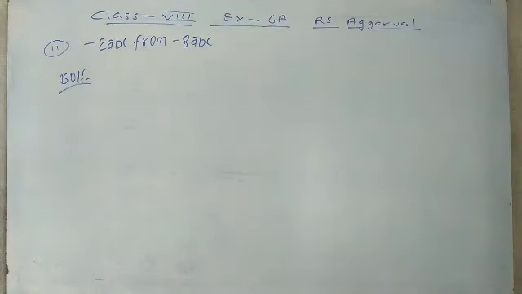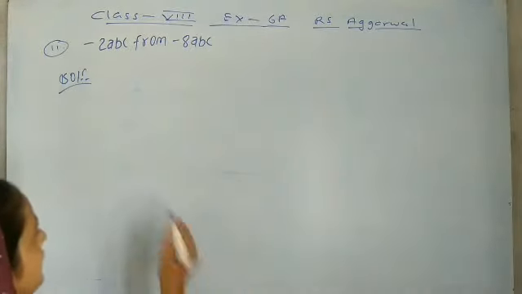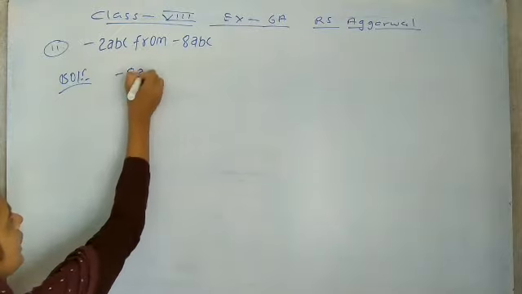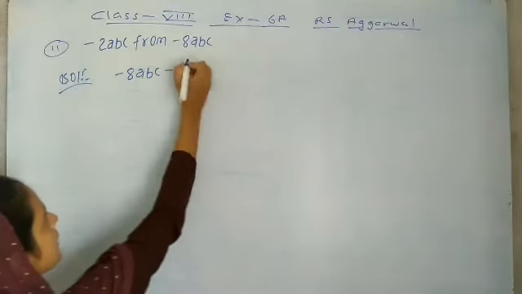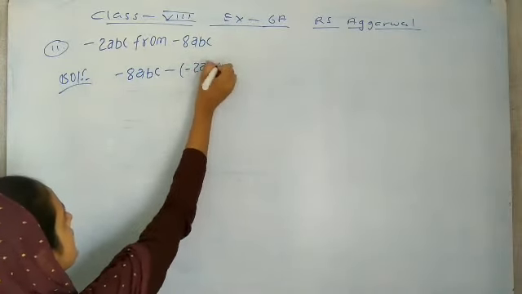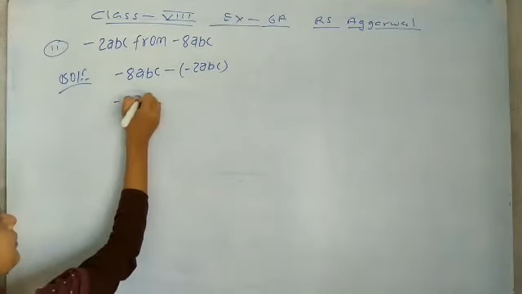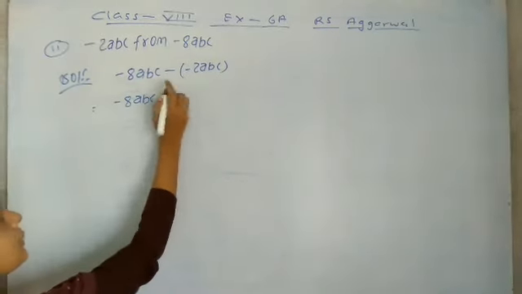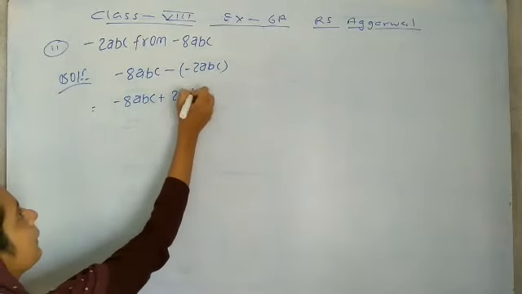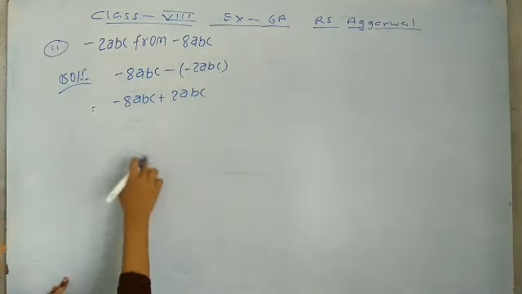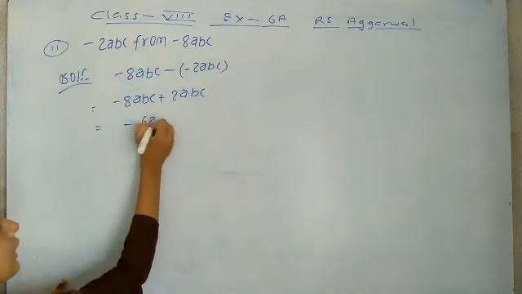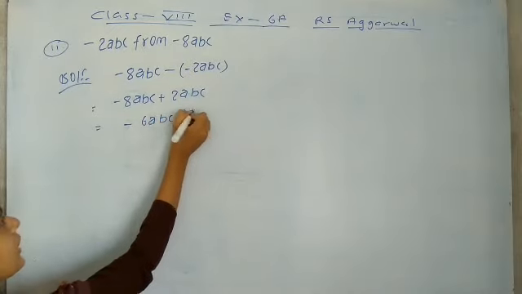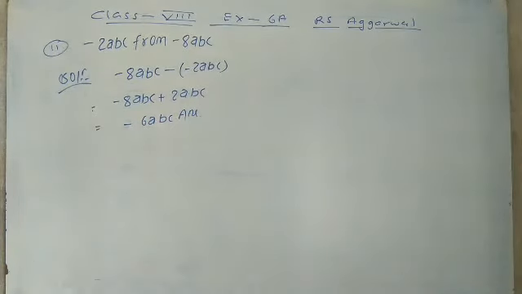So question number 11, that is subtract minus 2abc from minus 8abc. So firstly we will write the term of minus 8abc. From means minus, and in bracket we will write minus 2abc. So minus 8abc, minus minus plus 2abc. Minus plus minus, and the sign will be of minus, because the minus sign is larger. Minus 6abc is our answer.